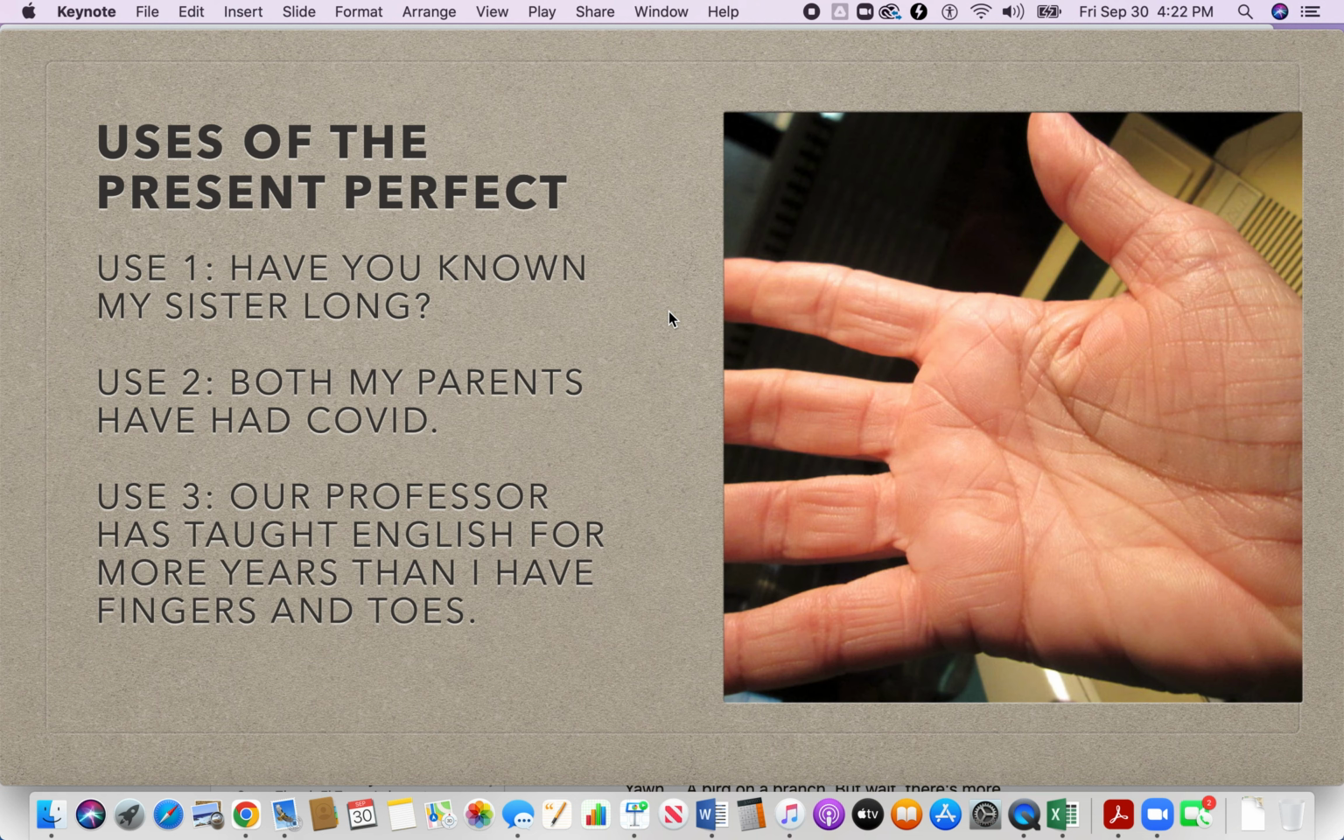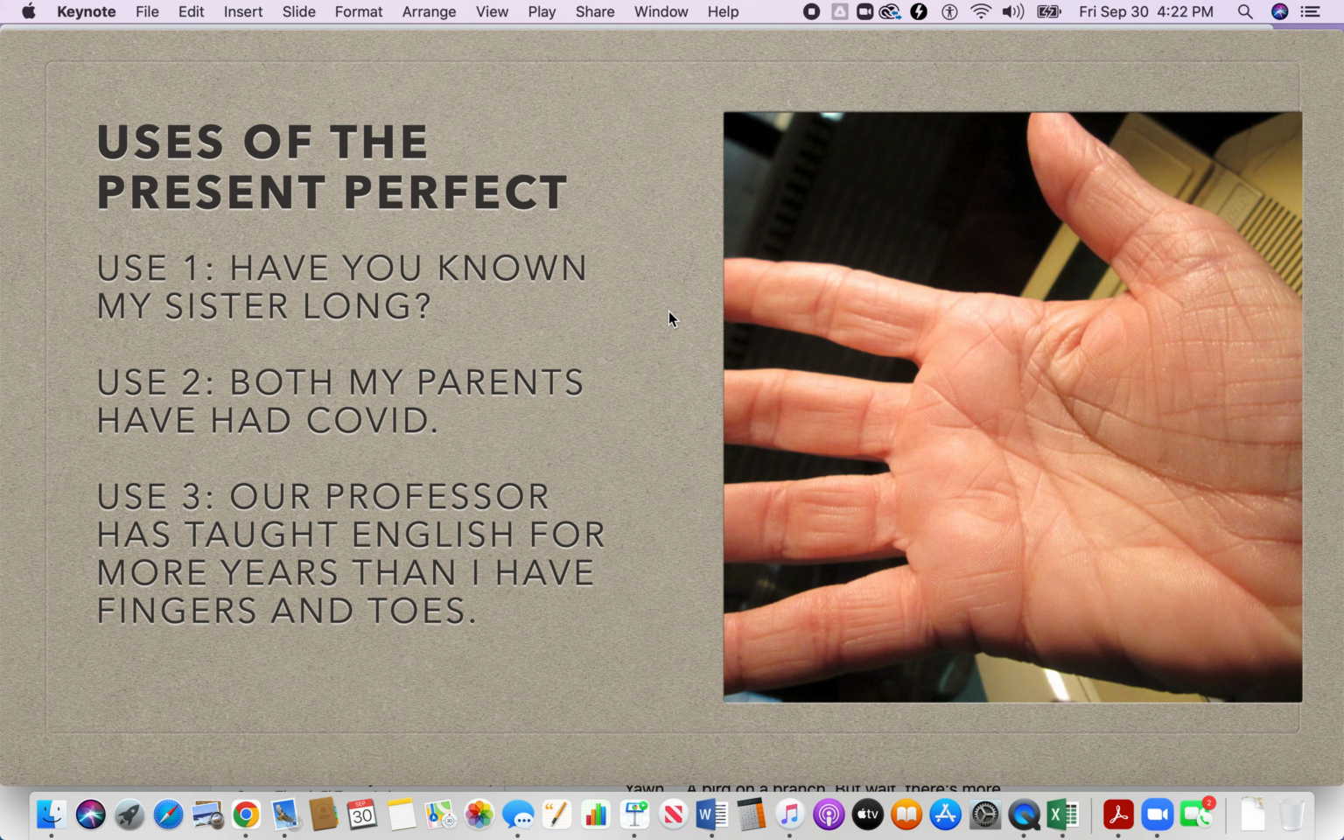Let's look at uses of the present perfect. This is the only tense and aspect we will study in this class. In other classes, you will study past perfect and future perfect. In this class, we only look at the present perfect.